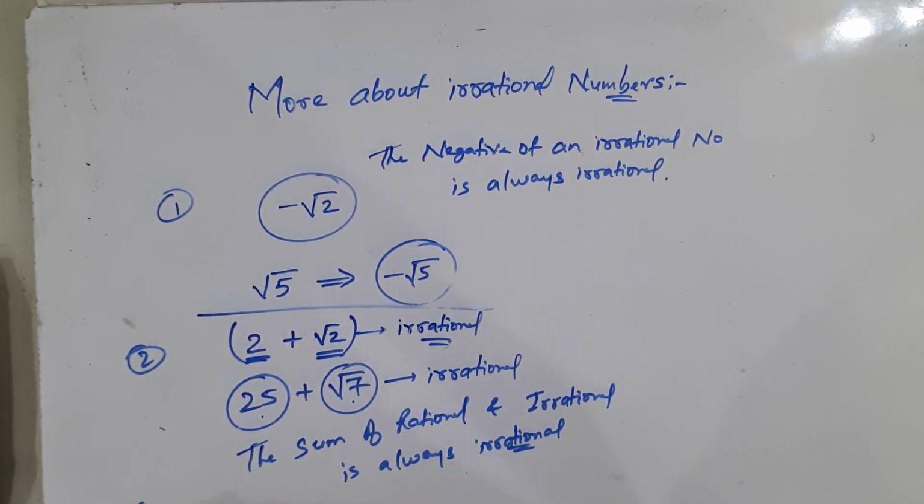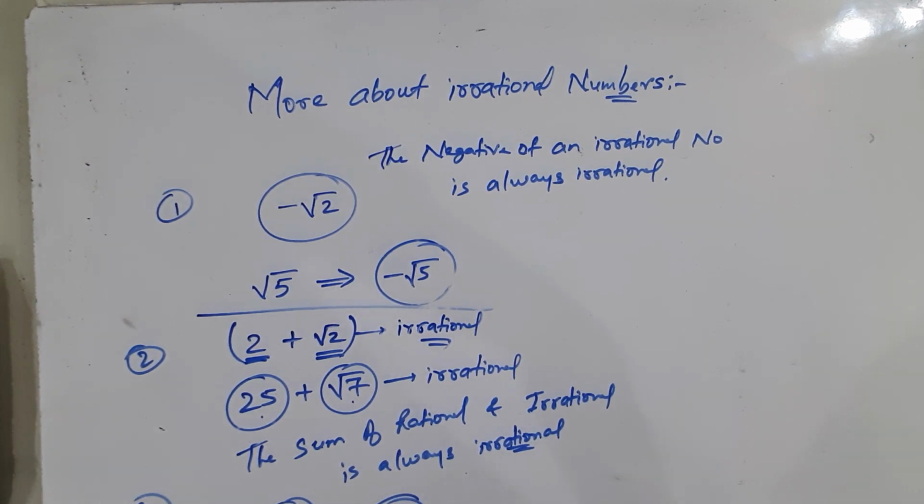Now the third is the product of a non-zero rational number. Like suppose we have a number 5. So here 5 is a non-zero rational number, and we consider another irrational number, root 2. So if we do the product of rational and irrational, we get the value 5 root 2. So this 5 root 2 is also an irrational number.